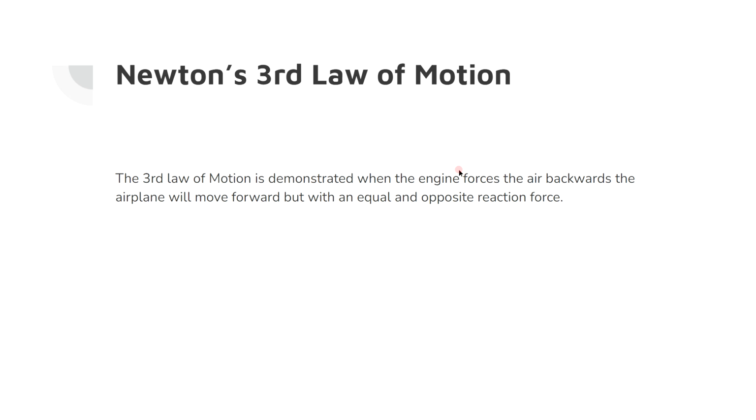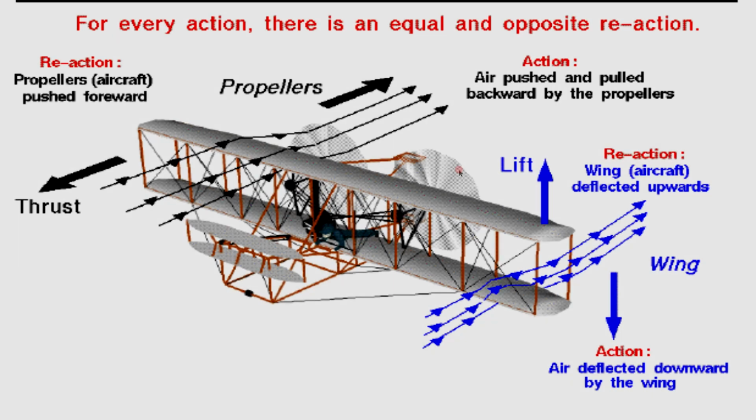Finally, Newton's third law of motion is demonstrated when the engine forces the air backwards, the airplane will move forward, but with an equal and opposite reaction force. So this visual representation shows that as the propellers push the aircraft forward, the thrust will go forward, which shows an equal and opposite reaction.